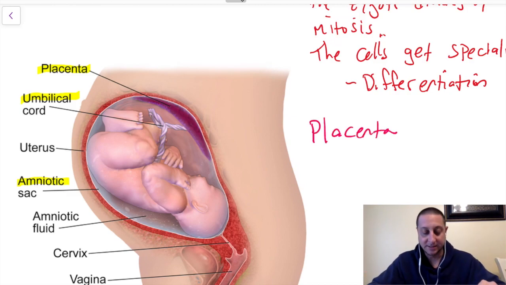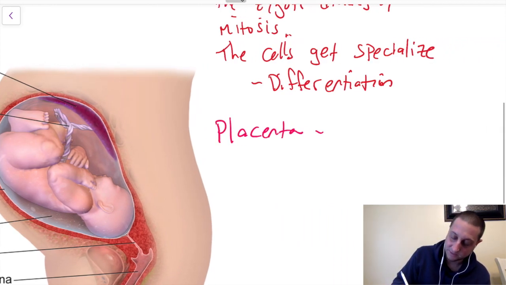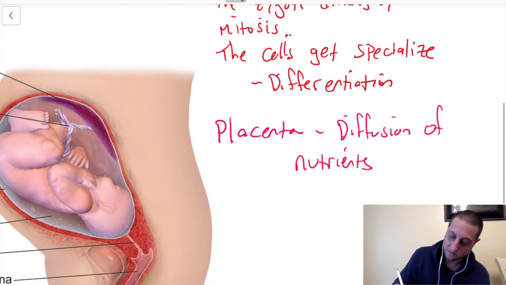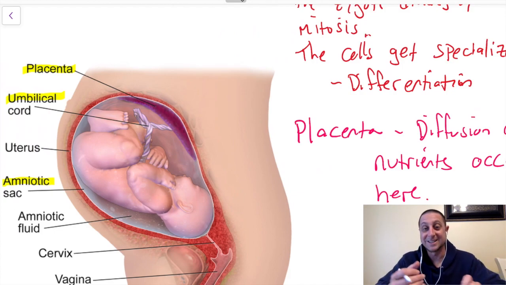Okay, the placenta is an organ, and that allows for the diffusion of nutrients to go to that fetus. So you don't have blood really mixing. There's no real connection of blood vessels between the mother and the fetus. So you have the placenta there. Diffusion of nutrients occurs here. Okay, so you have that umbilical cord that's attached to that.